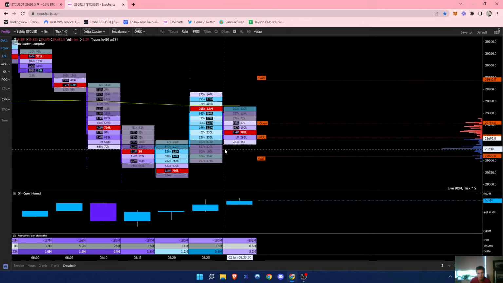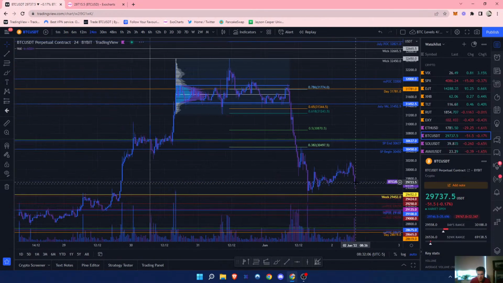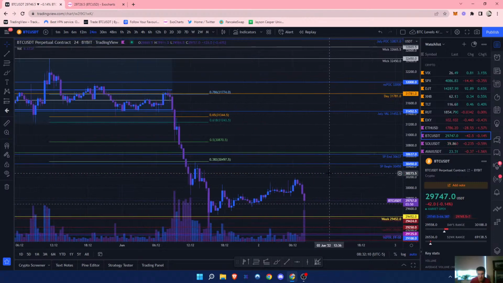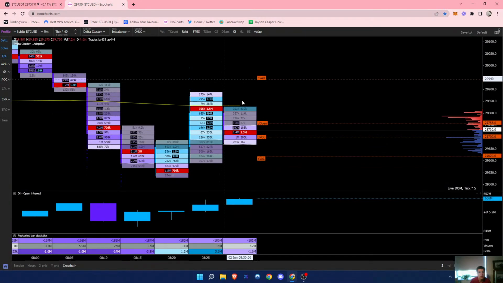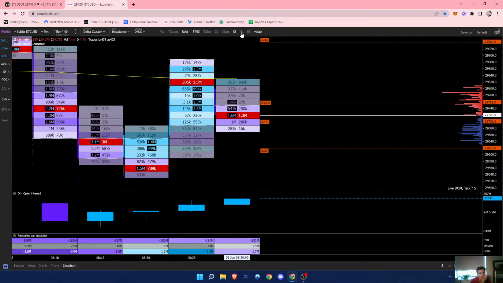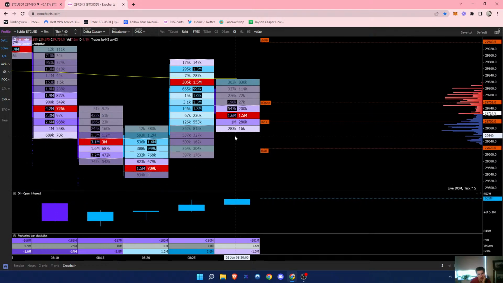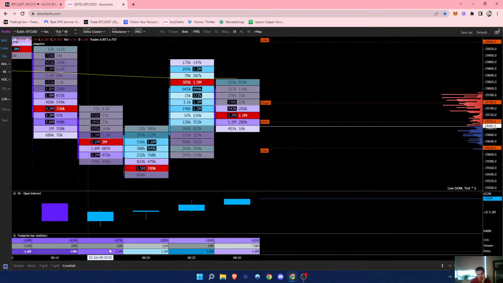Yeah, could be a possibility we get a CME gap fill. I believe it's like down here. But again, this weekly has been tapped already. So, again, just looking at the market, shorts are coming in as that OI is increasing. Here you can see the delta on the footprint bar.